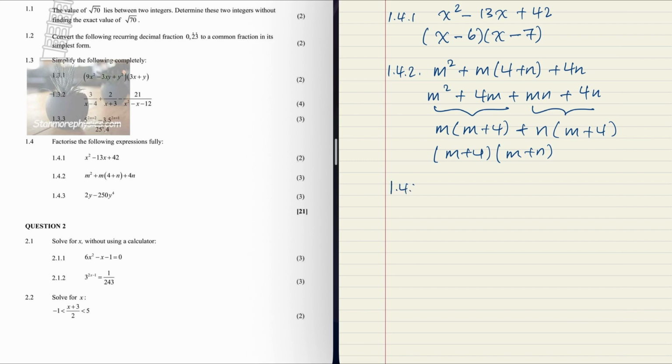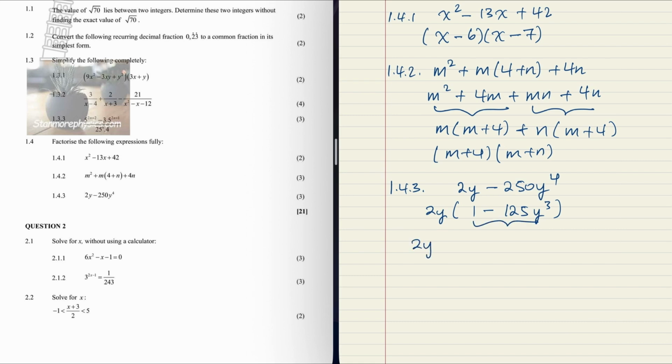Question 1.4.3, factorize 2y minus 250y to the power 4. Now I'm going to take out 2y as a common factor. So 2y into 1 minus 125y to the power of 3. Now this can be factorized. This is difference of cubes.